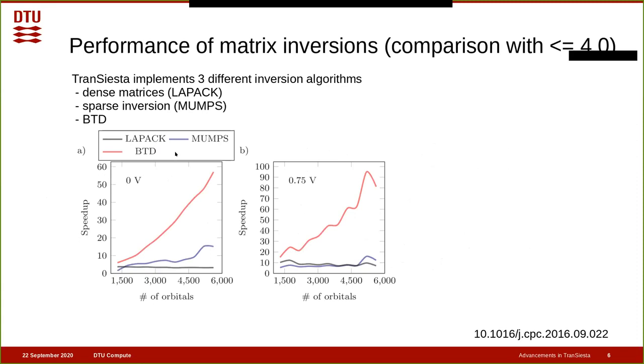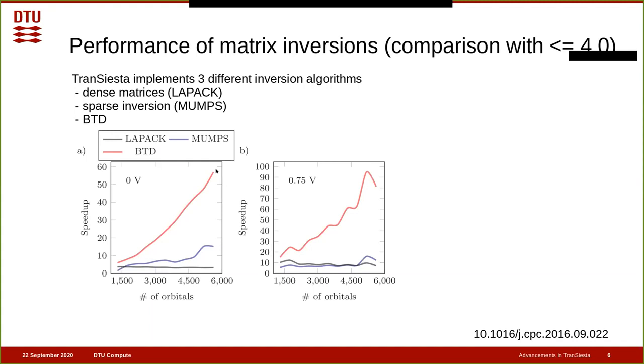So here's a small test comparison with the previous TranSIESTA versions. TranSIESTA now implements 3 different inversion algorithms: dense matrices, which is basically the same as the old version, sparse inversions, and block tridiagonal inversion. And here you see for a zero bias calculation, for an increasing size of the system, you see speedups of around 50 to 60. And this all depends on the width of the system, because the block tridiagonal inversion depends on the matrix sizes in the sub-blocks of the matrix. And if you do a bias calculation, it turns out that it's even faster, and you see a huge performance increase.